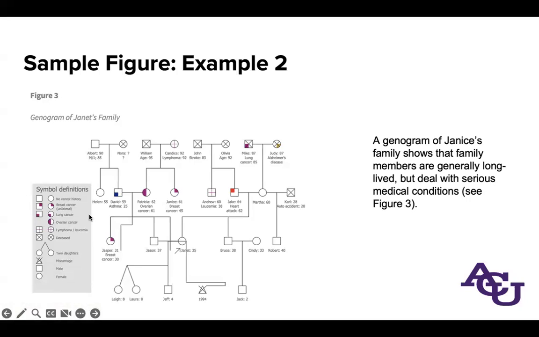And because people create genograms for all sorts of reasons, anyone that you find on the internet is probably not going to have exactly the things that you want for this assignment. So just keep that in mind. But well, how would we describe this in the text? A genogram of Janice or Janet's family shows that family members are generally long-lived. If we look at that top generation, we see people making it up into the late 80s and 90s. They're generally long-lived, but deal with serious medical conditions. See figure 3, and that tells the reader, oh, the genogram you're referring to is that figure you've mentioned.